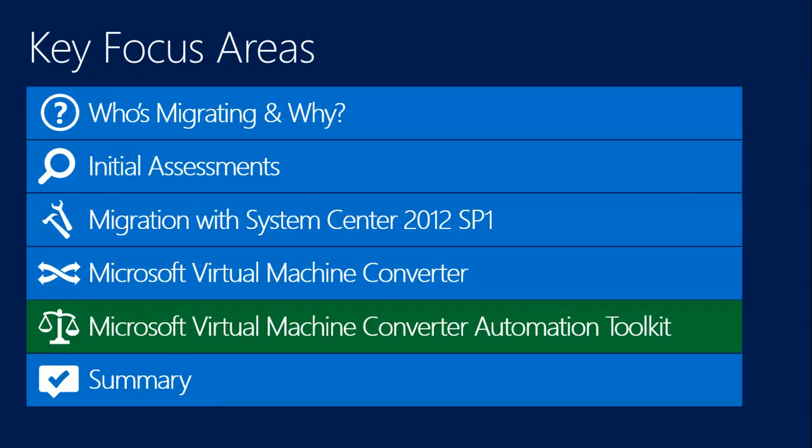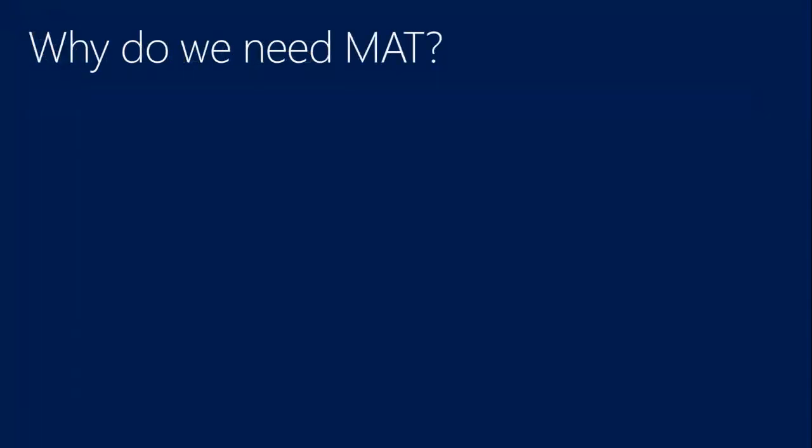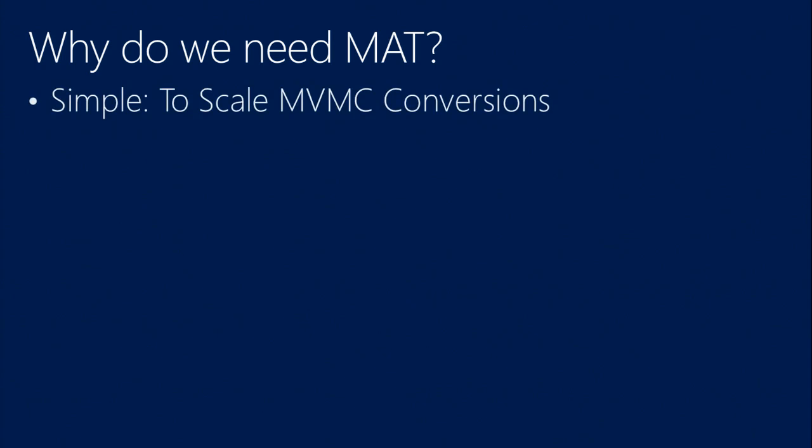And that's where the Microsoft Virtual Machine Converter Automation Toolkit comes in. Possibly the longest product name. So why do we need MAT? Something I hear far too much from my manager. But in this case, it's simple. To scale MVMC conversions, we just want the MVMC Automation Toolkit to help us scale things out.